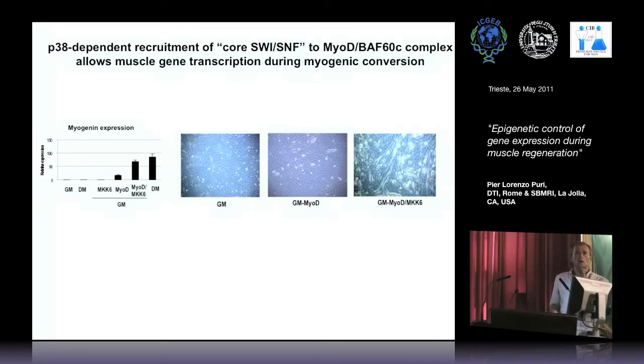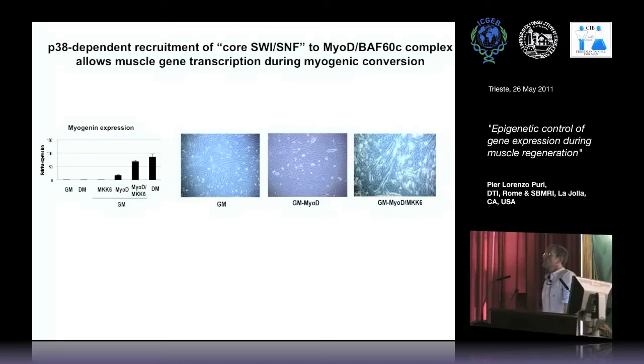But we wanted to test this new model of activation of muscle gene transcription in two complementary systems. The first one was the typical myogenic conversion imposed by MyoD on fibroblasts. As you can see, fibroblasts expressing MyoD have a very poor myogenic conversion as long as they are kept in a growth medium, which is a condition that is not permissive for differentiation.